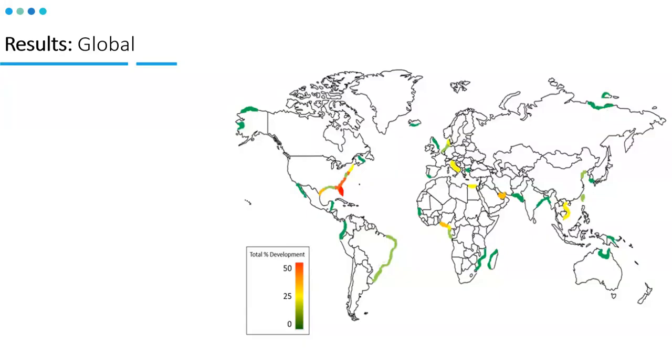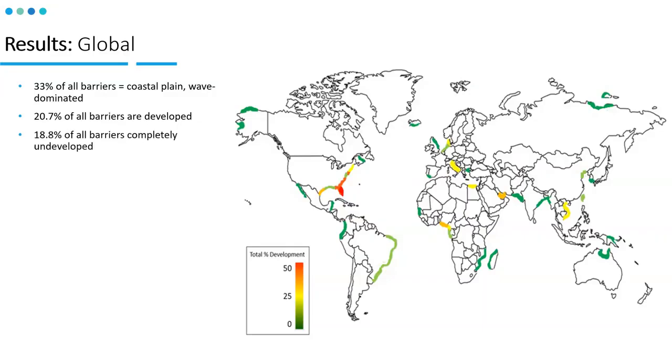Now, this figure shows all of the barrier islands around the world that were included in this study by degree of development. Getting into the results, I wanted to start at a global scale and then zoom in. The highest average development value by political boundary was about 50%, and the lowest value, representing those barriers that remain completely undeveloped within 300 meters of shoreline, is in green. 33% of all barriers were classified as coastal plain wave dominated. This was the dominant barrier island type in the world. I found that 20.7% of all barriers have some type of development on their shoreline, but 18.8% of all barriers are completely undeveloped.